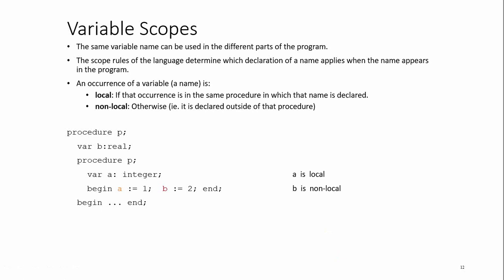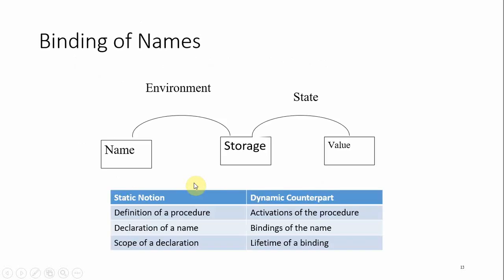We will also have different scopes for variables. You can use the same variable name in different functions, but the scope will vary. Here is an example of that. Here we have a variable a within the procedure p. The variable b can be used inside this procedure, but it is declared outside, so it is going to be a non-local variable.